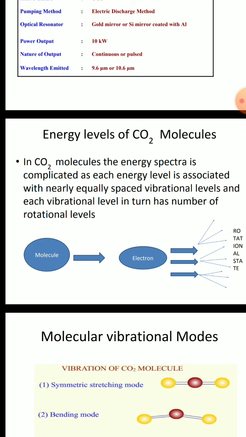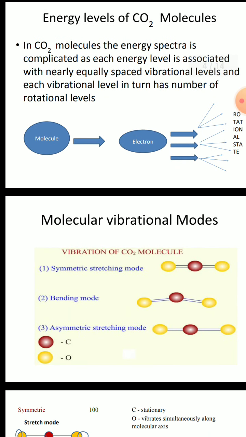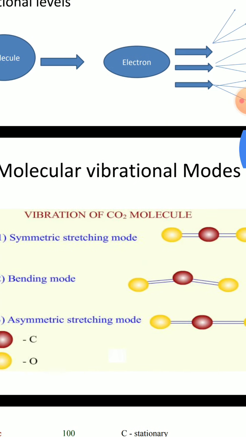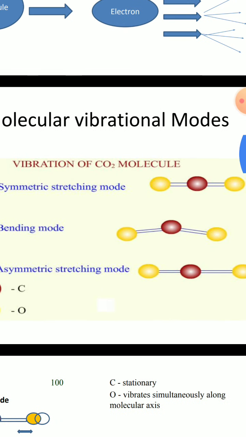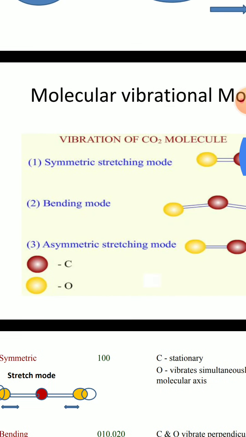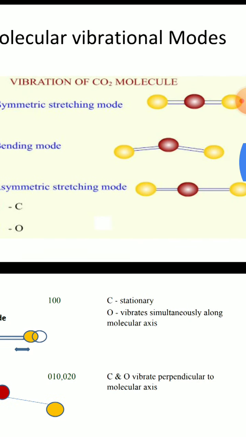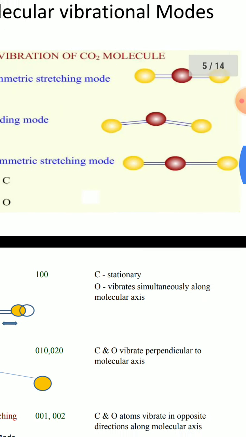Now what does it mean? Basically we see molecular vibration modes. There are three modes of vibration. That means a CO2 molecule can vibrate in three modes, which are given as below. The first one is the symmetric stretching mode. The red one you can see represents the carbon atom, and the yellow represents the oxygen atom, and then it becomes a CO2 molecule. Now you see here the stretching mode, the bending mode, then the asymmetric stretching mode.